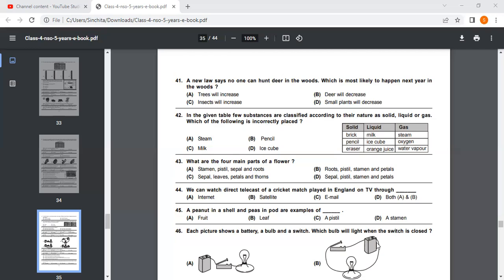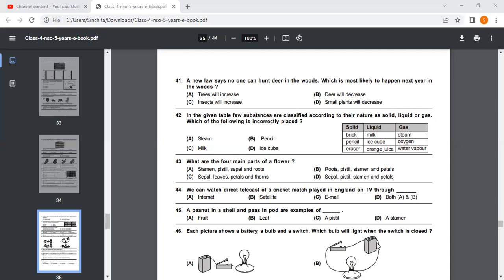Ice cube is solid because it is hard and it has a volume and a mass. Sorry, ice cube is solid because it has a shape. If ice cube would have been a liquid, it would not have any shape. Like milk and orange juice do not have any shape. They take the shape of any vessel in which we keep them. So ice cube is a solid and not a liquid.